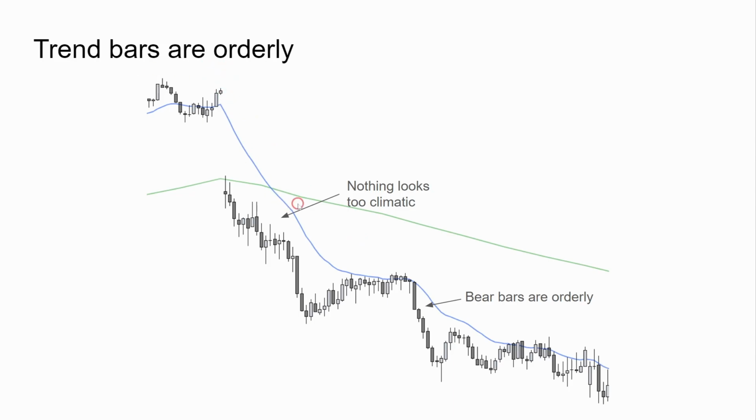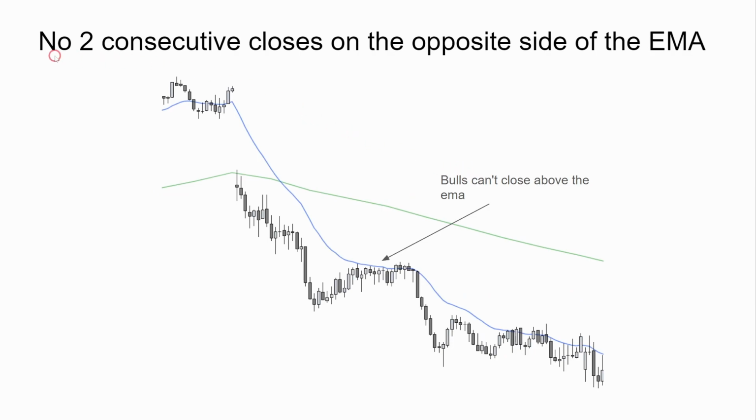Trend bars are orderly. Nothing looks too climactic, and the bear bars are orderly. Here we can see when the bars got a little too climactic, the market pulled back, and then we have another breakout that is orderly, and it kept channeling lower. No two consecutive closes on the opposite side of the EMA. Bulls can't close above the EMA. As soon as they got to it, the bears saw this as an opportunity to short at the average price. They took it, and the market went lower.